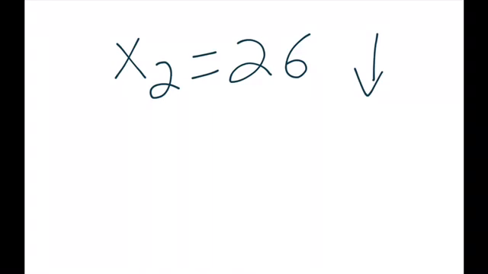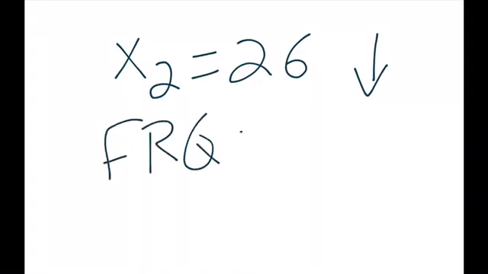Then we're going to hit the down arrow, and the FRQ frequency should show up again. And it already says 1, but there's two 26s, so we're actually going to just hit 2 instead. And when you hit 2, it'll replace that 1 with the 2. So we're telling the calculator that there are two 26s in that list. Okay, now hit the down arrow.